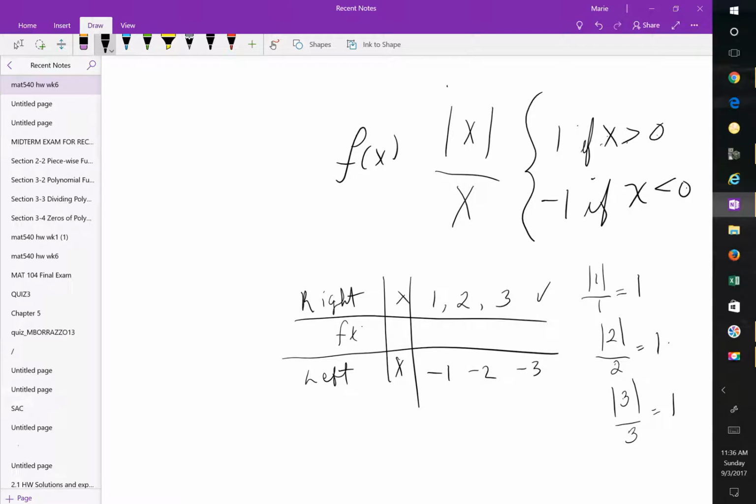Now on the opposite side, I'm using the numbers that are negative. So in this case, absolute value of -1 over -1 is always going to result in a -1. Absolute value of -2 over -2, same difference. It's 2 over -2. It's still going to give me a -1. And same thing here for the 3, where I end up with absolute value of -3 over -3. Then that's going to give me a -1.